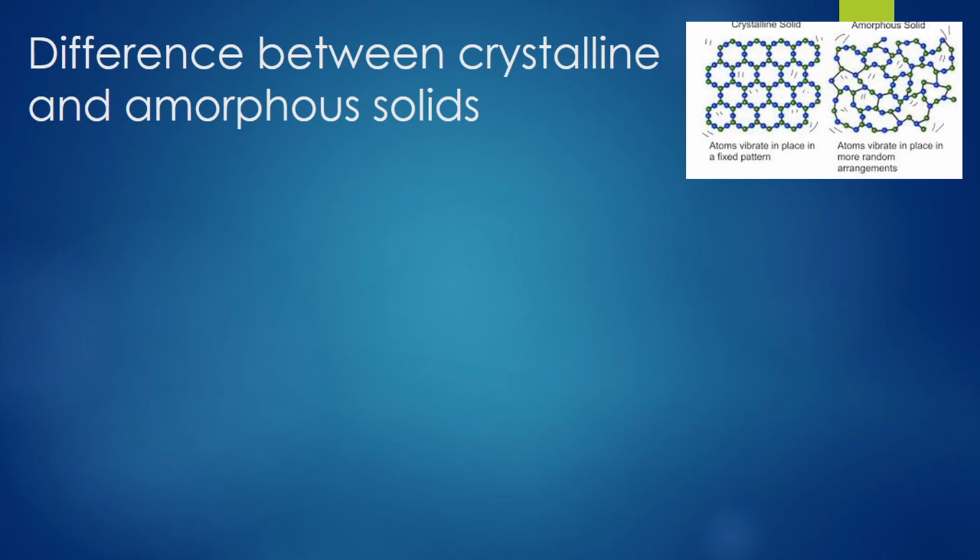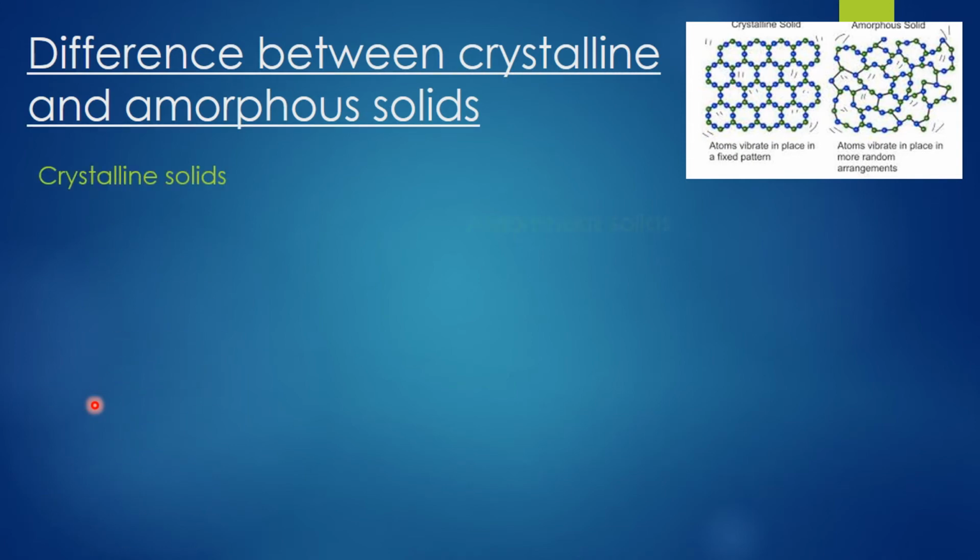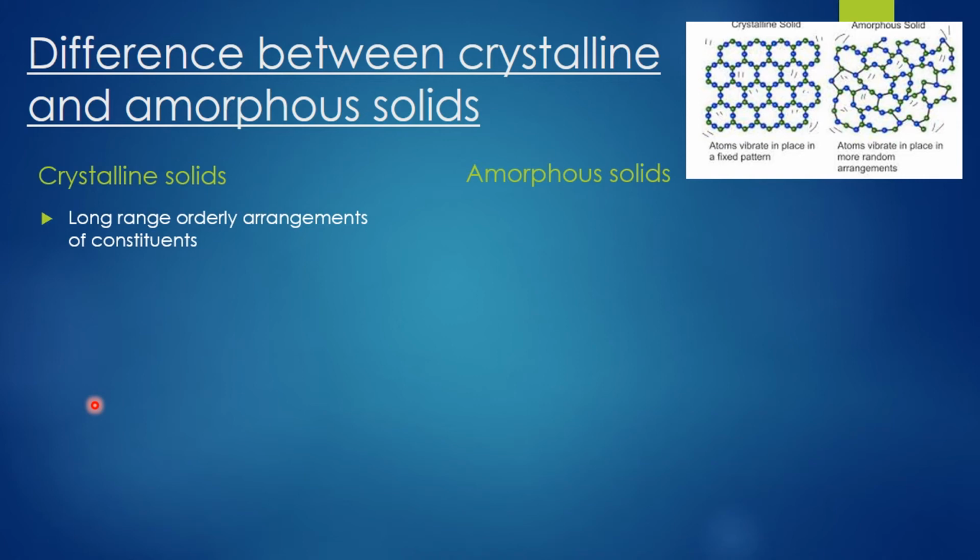Next, the difference between crystalline and amorphous solids. What are the major differences between the crystalline and amorphous solid? We are going to see in this video. The first difference is that crystalline solids have a long range orderly arrangement of their constituents. Constituents means atoms, ions and molecules.